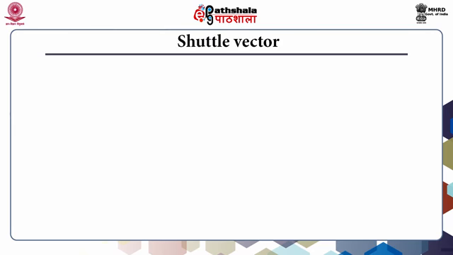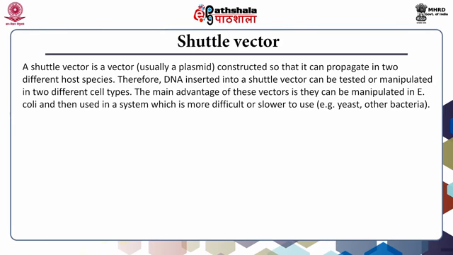Shuttle vector. A shuttle vector is a vector, usually a plasmid, constructed so that it can propagate in two different host species. Therefore, DNA inserted into a shuttle vector can be tested or manipulated in two different cell types. The main advantage of these vectors is that they can be manipulated in E. coli and then used in a system which is more difficult or slower to use, for example yeast or other bacteria.